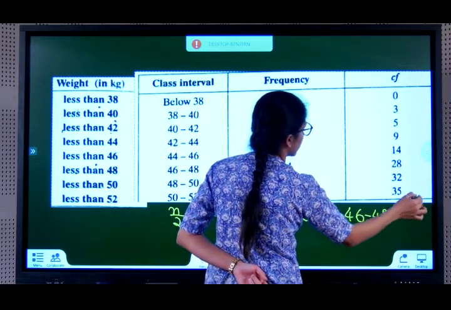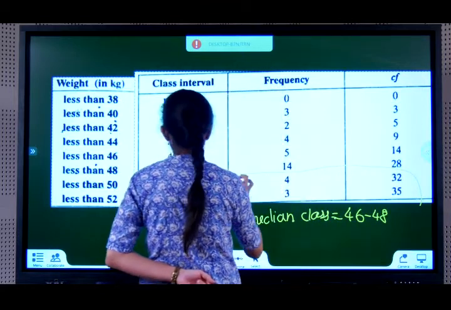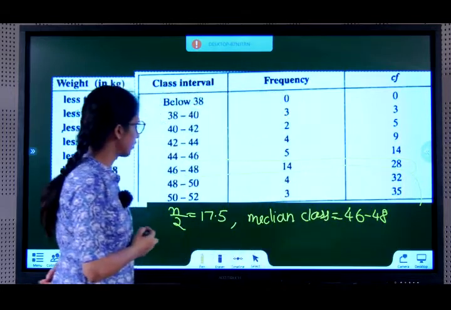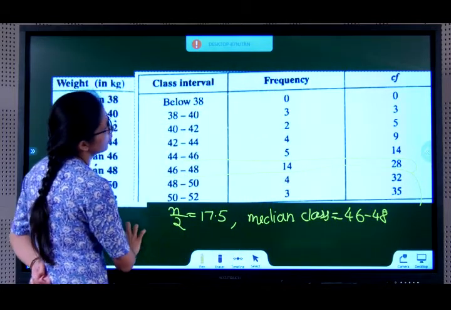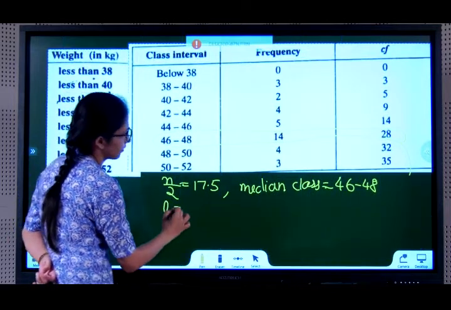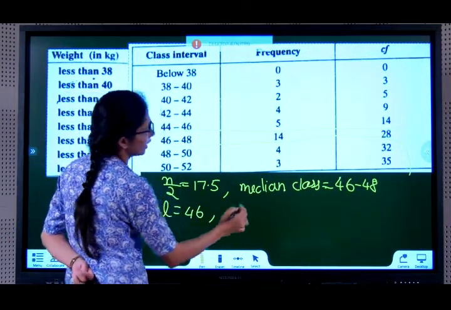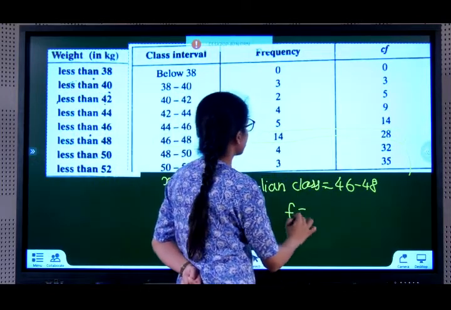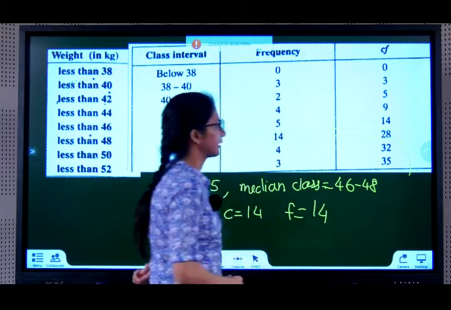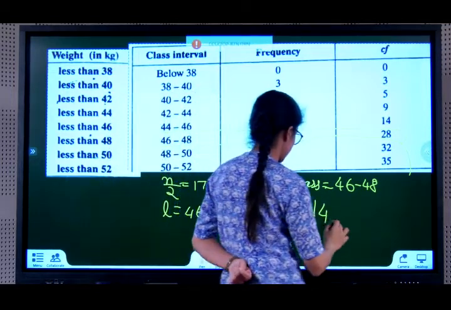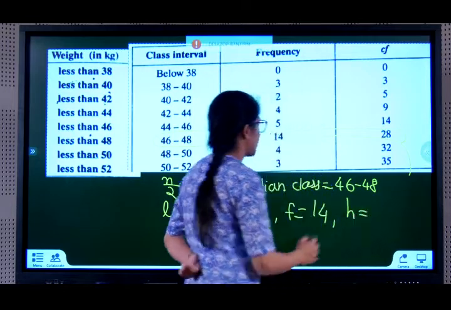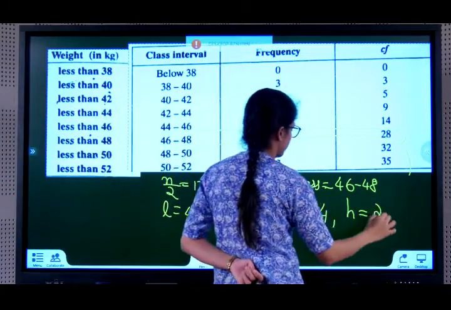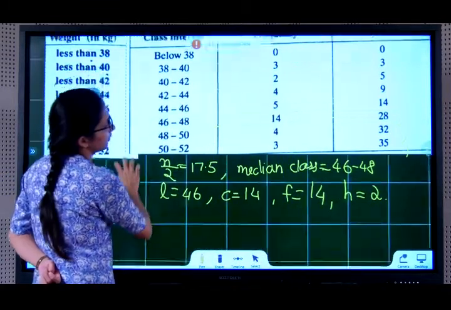I hope all of you agree. How did we get this? Because 28 was the median. So we found out 28 belonged to the median class. So we found out 46 to 48. Now, what's the lower limit? L, 46. C, cumulative frequency of previous class, that is 14. F, frequency of that class, that is also 14. Next, what else do we need? H, class size, 46 minus 44, 2. Apply the median formula and find the median.